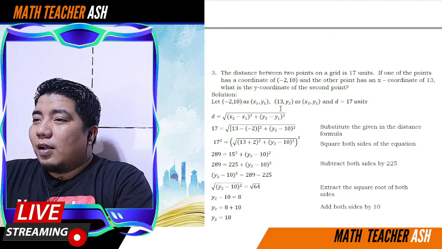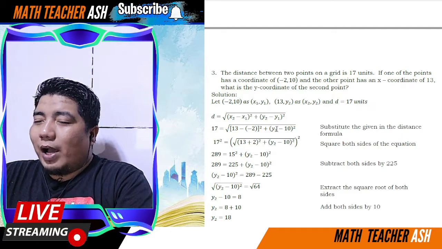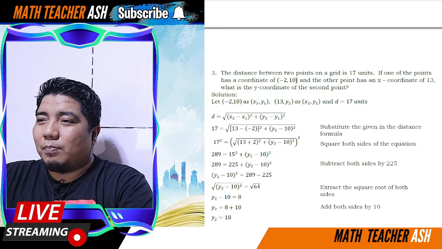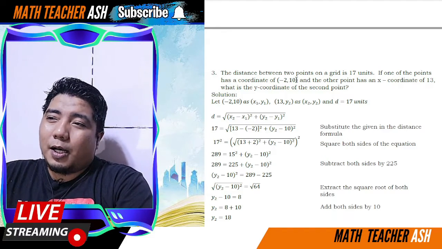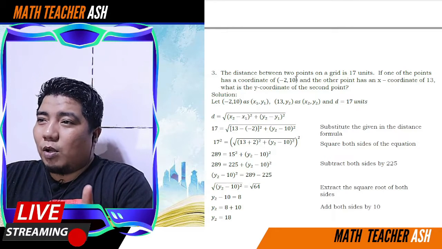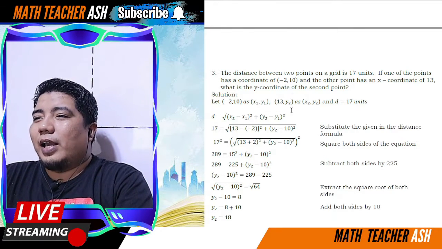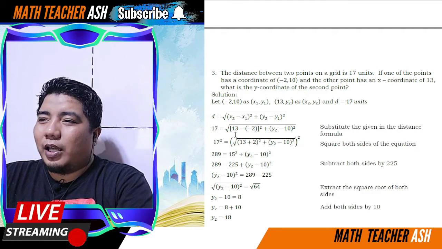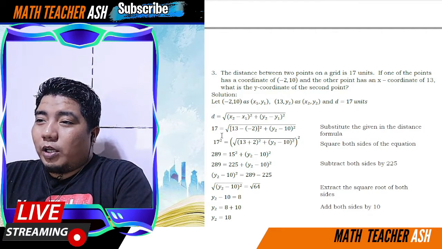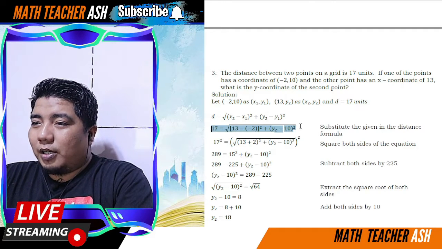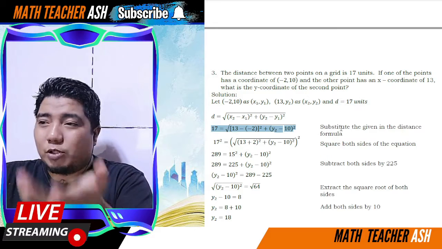So, we go with y. So, y sub 2, yun yung nawawala. Minus positive 10 because that is our first y coordinate. Okay, and then you get the square. Okay, so ang gagawin natin ngayon dito is, what we will do is we will square both sides. Okay, so ito na yon. Okay, ito yon na part. Okay, ito yung pag-substitute natin.